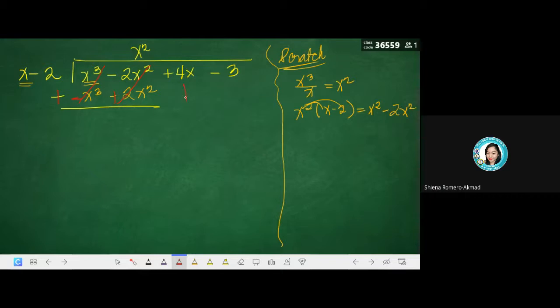Wala tayong choice kundi mag-bring down. Pero ang i-bring down natin, hindi pwedeng isa lang. Mamaya pakita ko sa inyo bakit. So, pag nag-bring down tayo, we'll have 4x. Divide natin by x. So, that is 4x divided by x. Or simply subtract 1 from the exponent of x. So, mawawala na yung x, no? Kasi magiging 0 na exponent niya. Magiging answer natin dito is positive 4. So, positive 4 times x minus 2. That's 4x minus 8. Tuloy ko lang yung scratch.